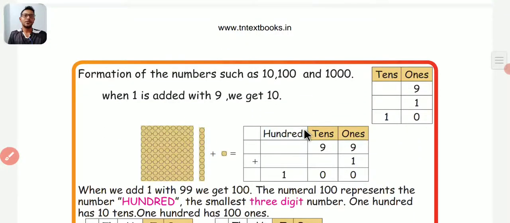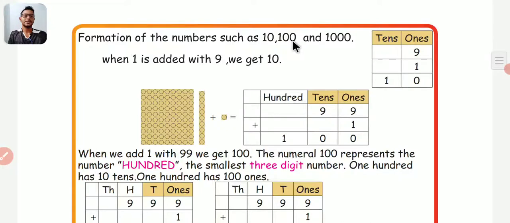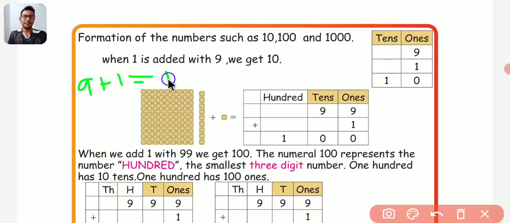Okay, here is the formation of numbers such as 10, 100 and 1000. When 1 is added to 9, we get 10. I already told you. If you add 9 plus 1, what will you get? 9 plus 1, you will get 10. So 10 is the smallest two digit number. What is the answer? 10.